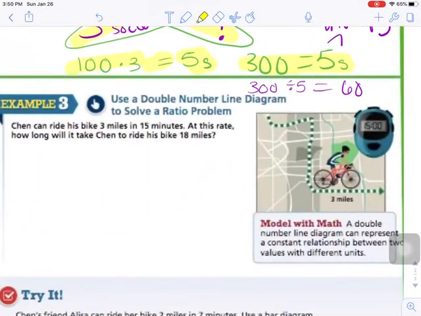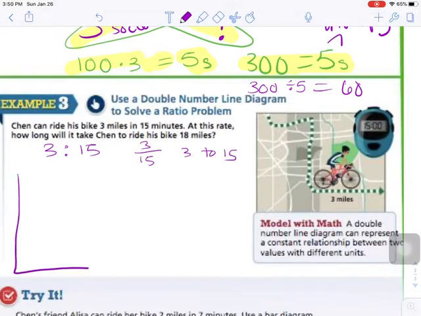All right, let's practice one more. So example 3, Shen can ride his bike 3 miles in 15 minutes. So what this is saying is we have 3 to 15. At this rate, how long will it take Shen to ride his bike 18 miles? So again, there's 2 ways that we can do this. One, we can make a table. We can say miles to time.